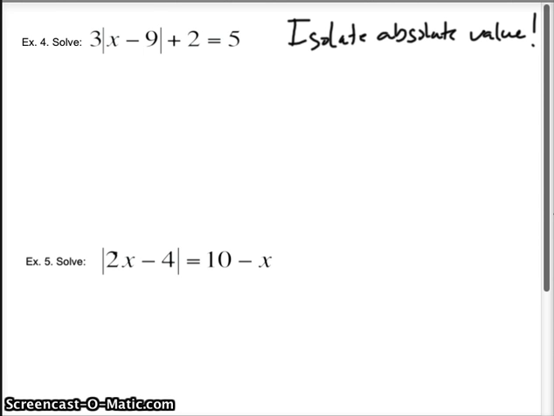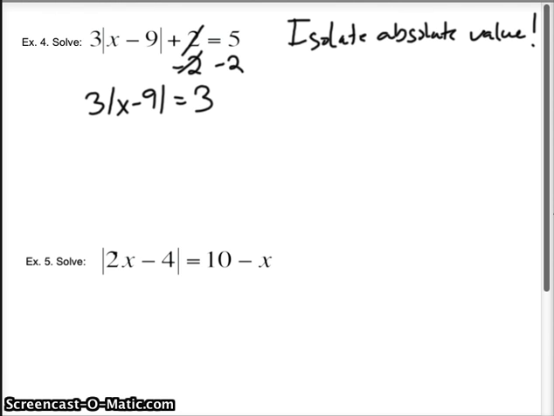We have to get the absolute value by itself. And we do that with the same steps we would use to solve an equation. So notice here, I have a 3 multiplying it and a 2 adding to my absolute value. So recall, solving an equation, you deal with addition and subtraction first. So I'm going to take care of that 2 first. I'm going to subtract it to the other side. Oh, not minus 3. I'm going to minus 2 from both sides. So I have 3 absolute value of x minus 9 equals 3.